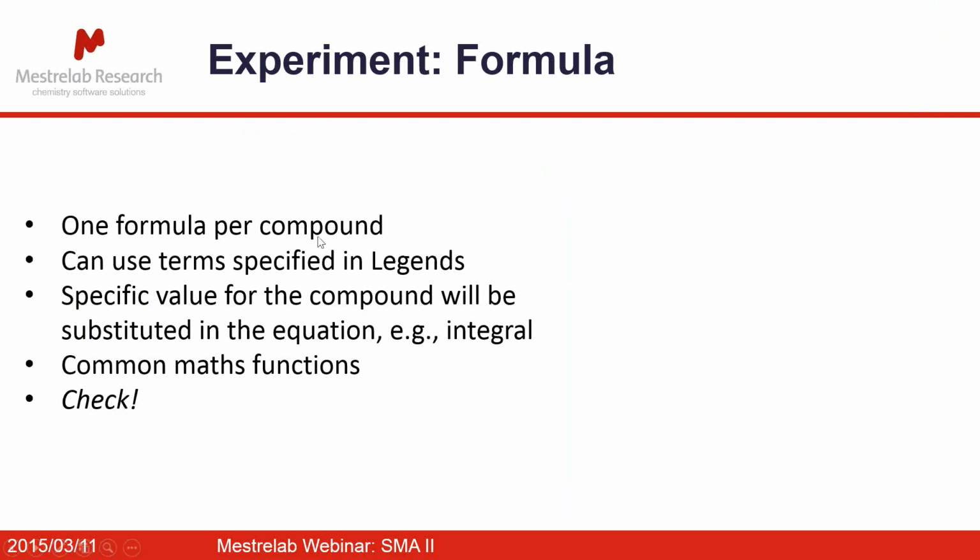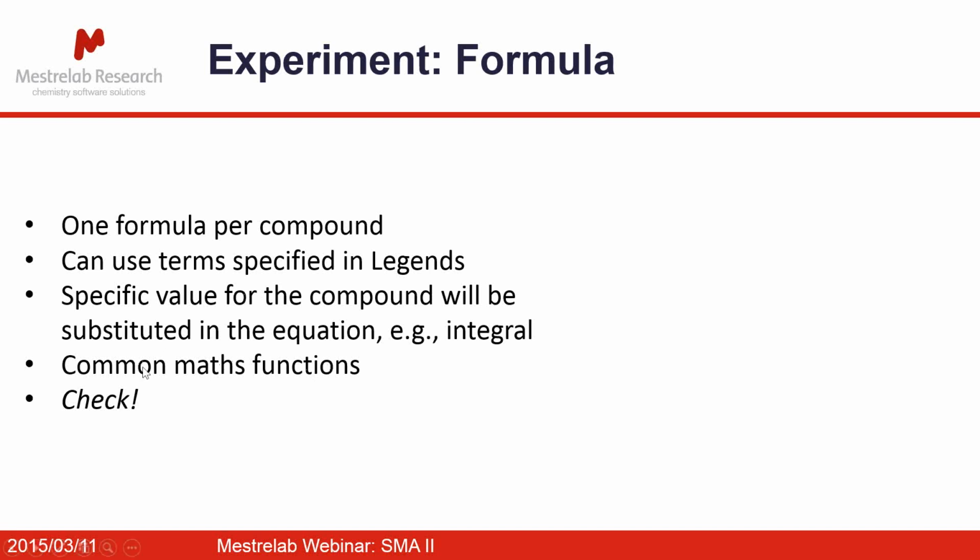So the formula says one formula per compound. You can't have more than one. You can use terms which are specified in the legends, which I'll show you in a second. The specific values for the compound will be substituted in the equation. So, for example, if you ask for an integral for region number 1, then when you actually do the analysis, that integral will be fetched from the spectrum and put into that variable I1.